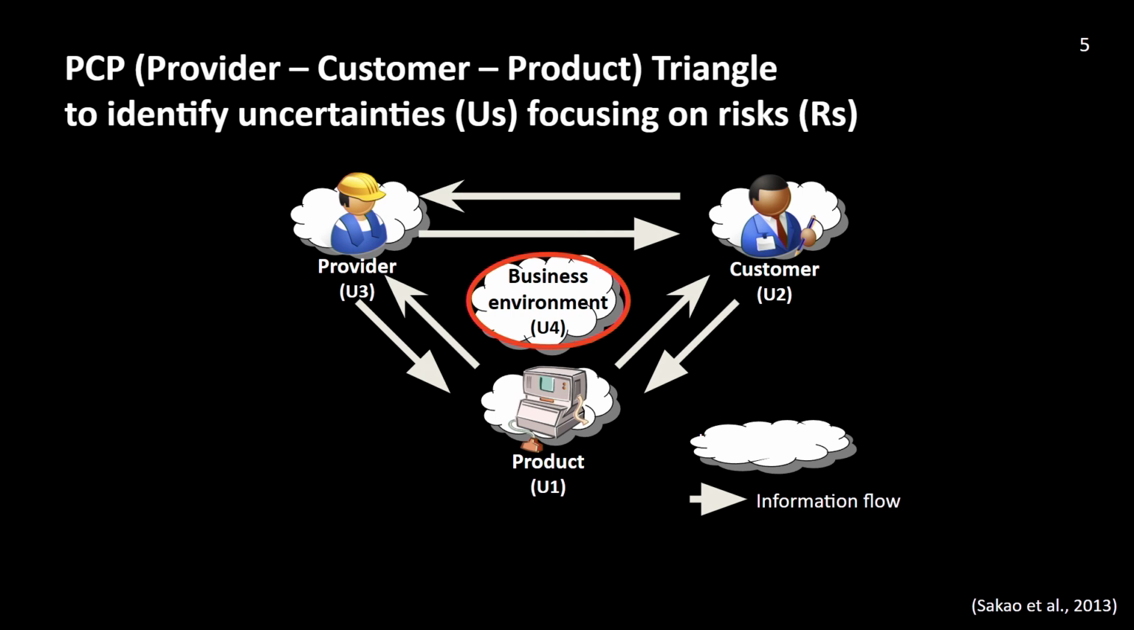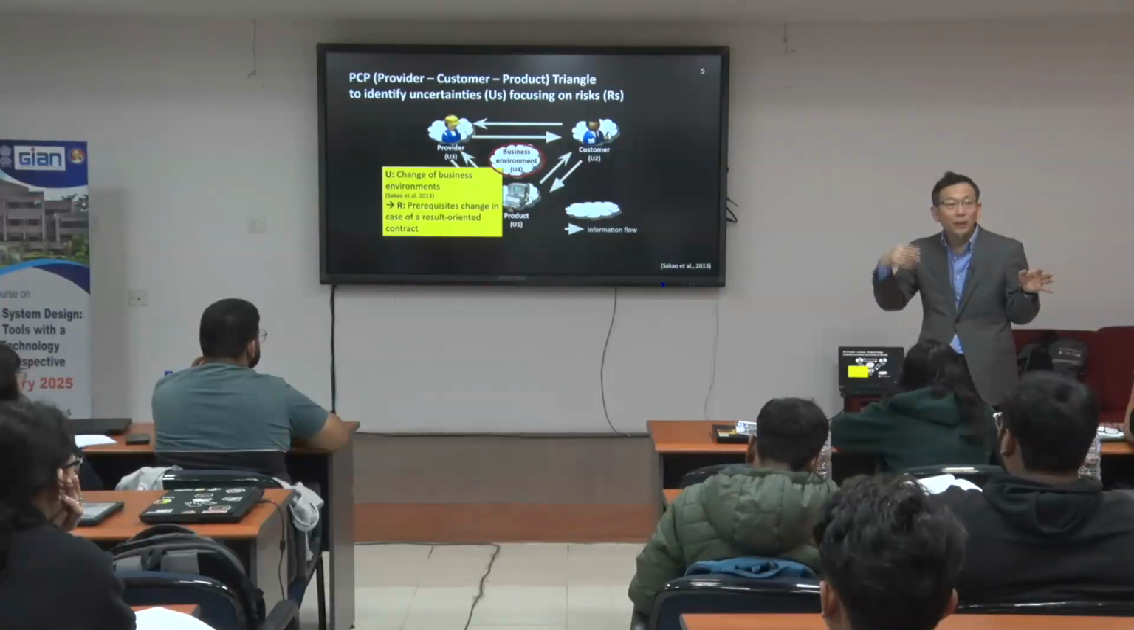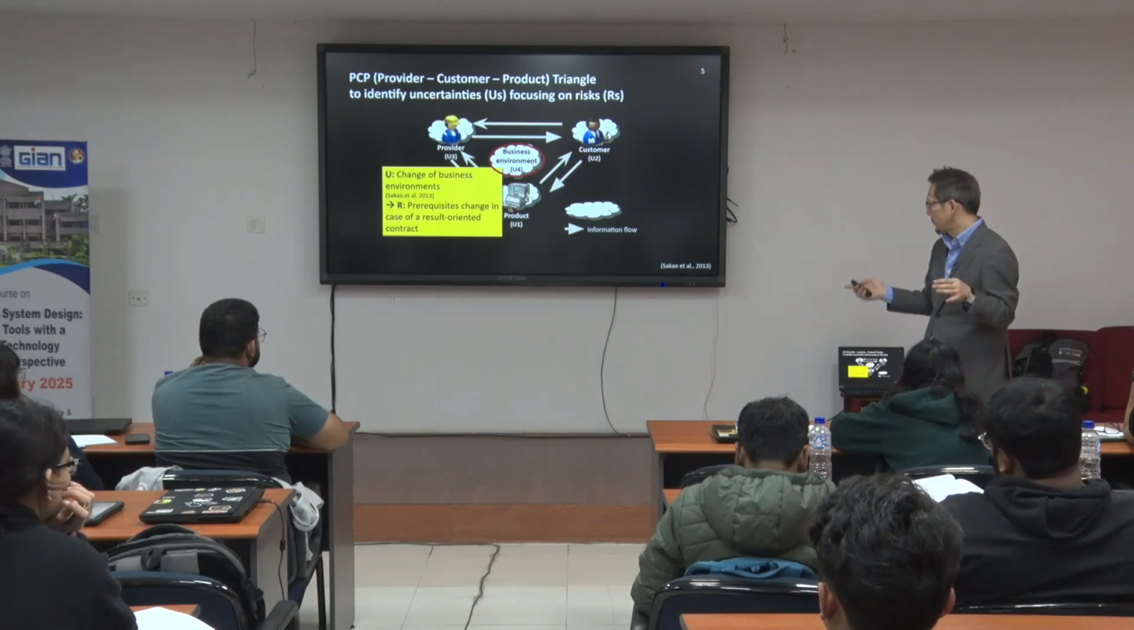And business environment is also uncertain to some extent, and it can change, and the risk caused by this uncertainty is a sort of prerequisite for the PSS offering can change, and therefore influence a lot, especially in the case of result-oriented contract, where the provider has a much higher responsibility in providing the result.